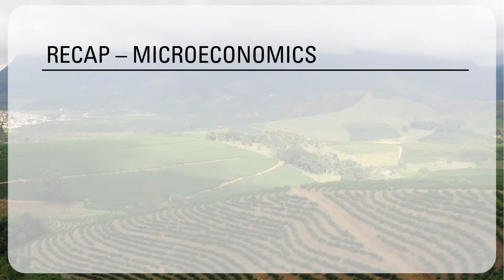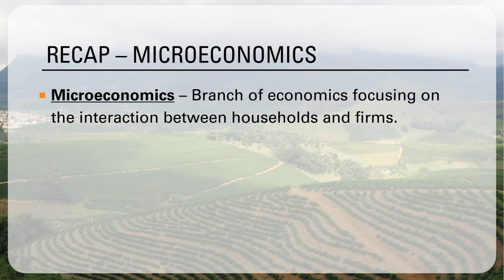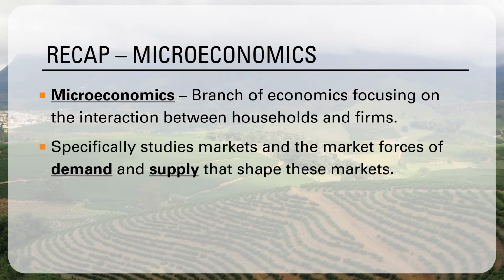So just as a recap, remember that there are two branches of economics, microeconomics and macroeconomics. And for this term, we'll be talking about microeconomics, okay? So once again, microeconomics, just as a recap, is the branch of economics focusing on the interaction between households and firms. This is in contrast with macroeconomics, which looks at the economy in aggregate. So micro, we're talking about the small scale side of things. And specifically, microeconomics studies markets and the market forces of demand and supply that shape these markets.